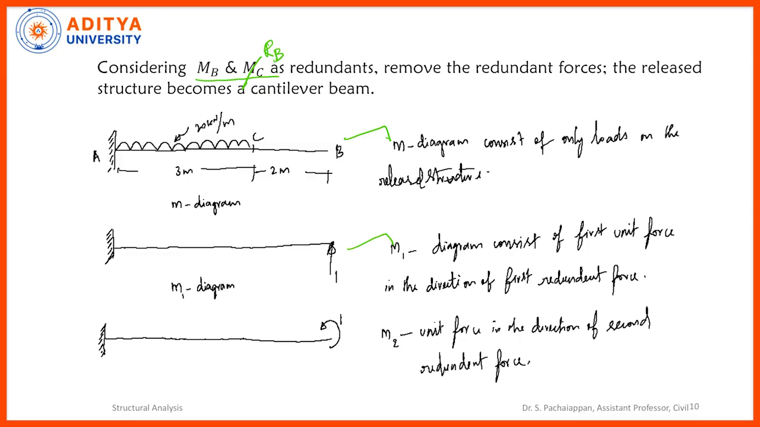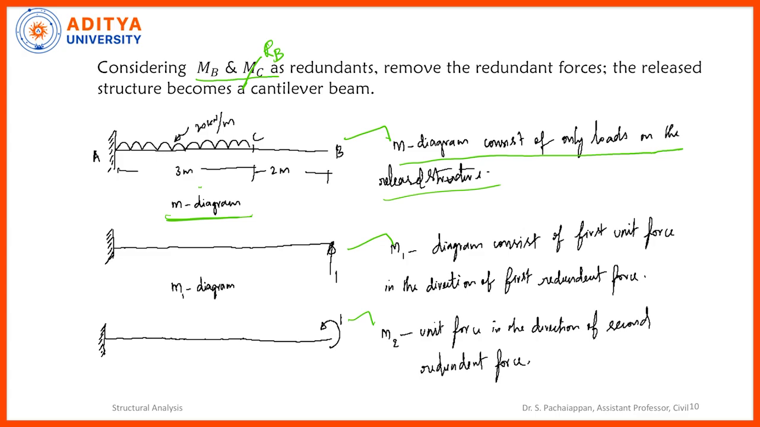Where we removed the moment, in that location we are going to apply the 1 unit moment here. So let's clearly see, the M diagram consists only of loads on the released structure. So you see, this is a released structure. It comprises only the load, and we removed whatever forces we considered as redundant.